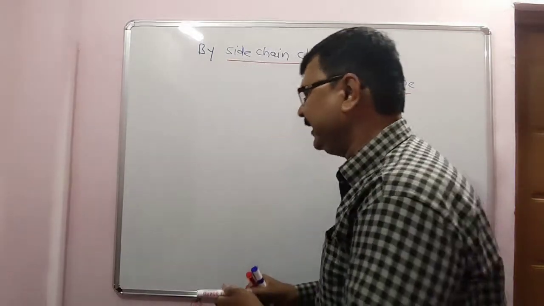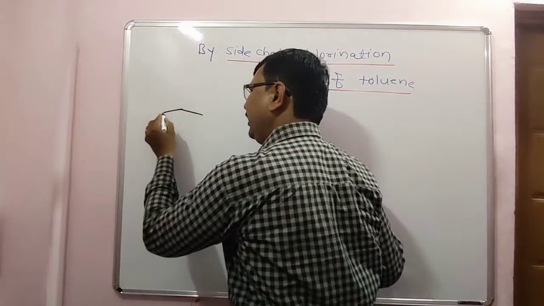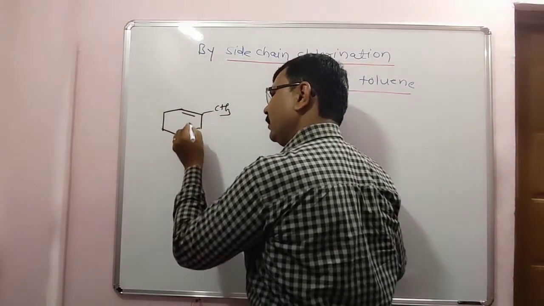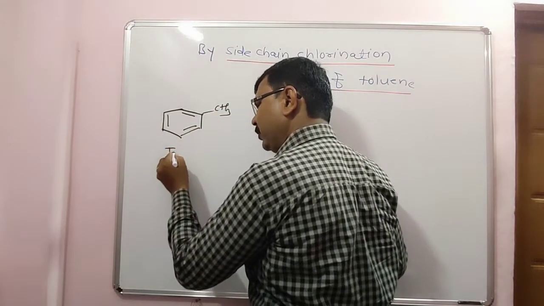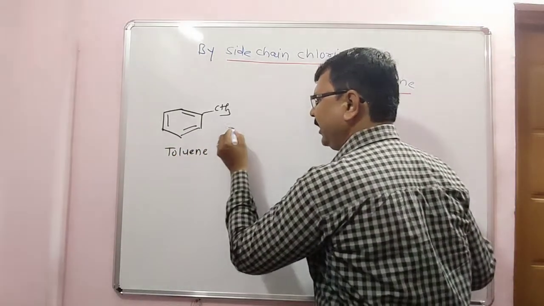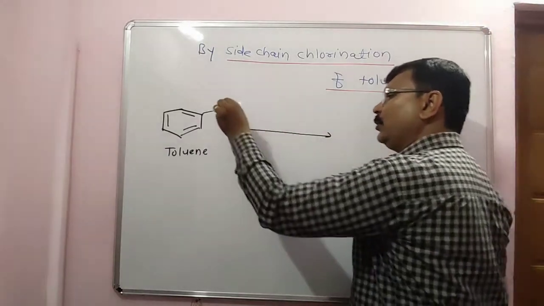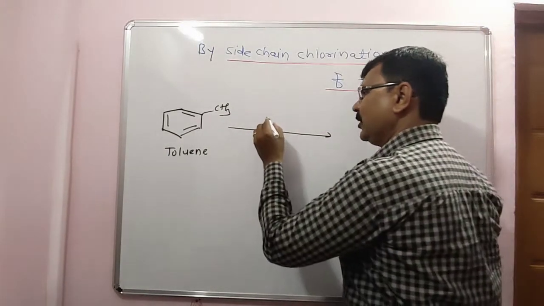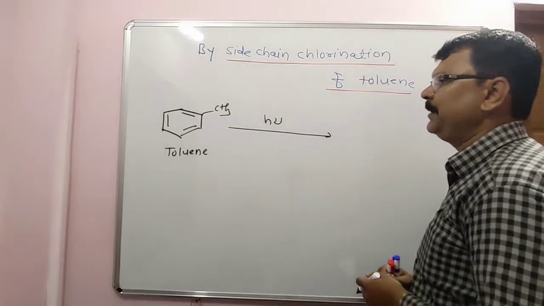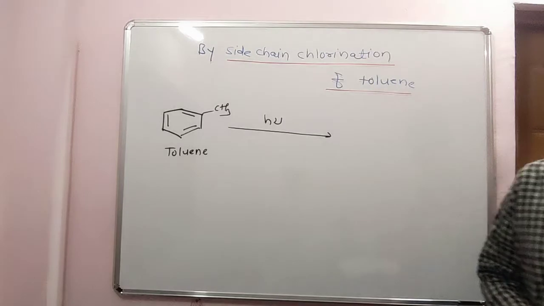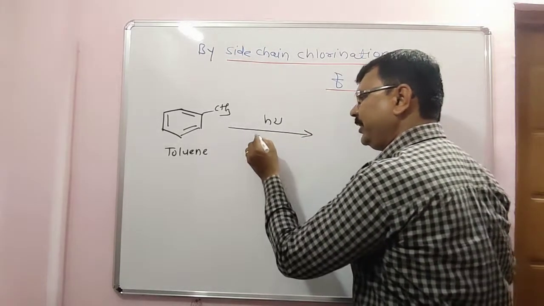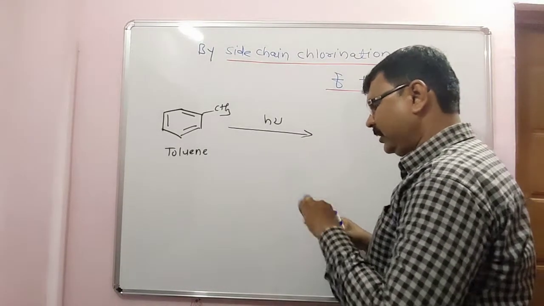Look here, by side chain chlorination of toluene, like this. Toluene, CH3. Name of the compound: toluene. Side chain chlorination of the methyl group of toluene in presence of light, hν. A reaction with Cl2 gas. Side chain chlorination.